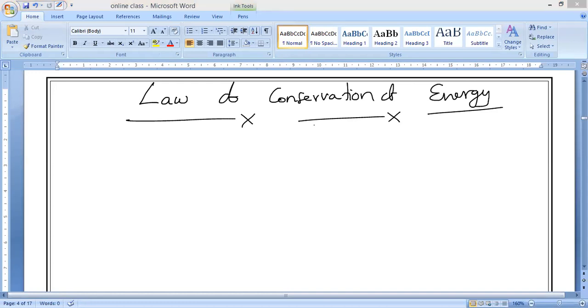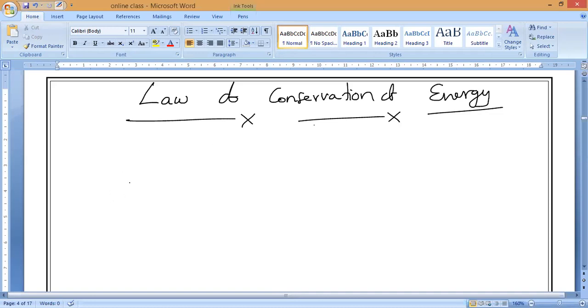So let's start, everyone. As we know, energy can be transferred or changed from one form to another. According to the law of conservation of energy, whenever energy changes from one form to another, the total amount of energy remains constant. That is called the law of conservation of energy.